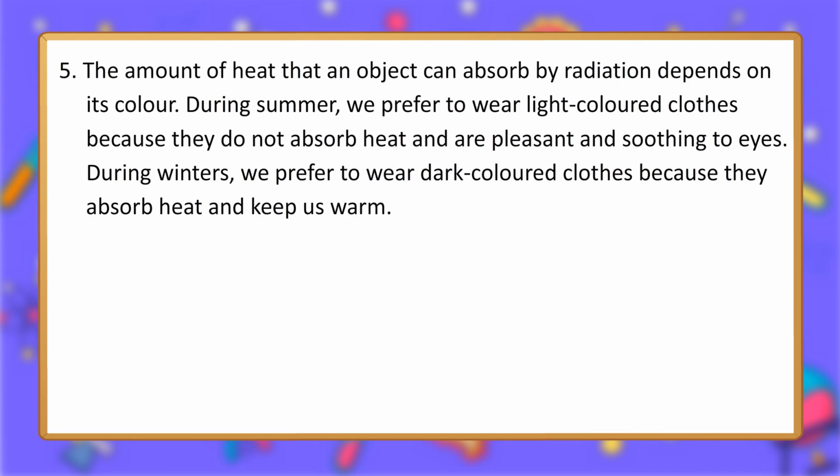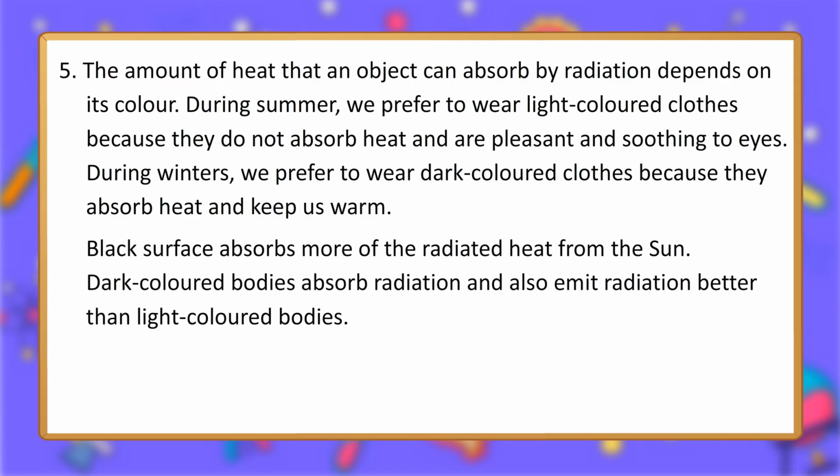5. The amount of heat that an object can absorb by radiation depends on its color. During summer, we prefer to wear light-colored clothes because they do not absorb heat and are pleasant and soothing to eyes. During winters, we prefer to wear dark-colored clothes because they absorb heat and keep us warm. Black surface absorbs more of the radiated heat from the sun. Dark-colored bodies absorb radiation and also emit radiation better than light-colored bodies.